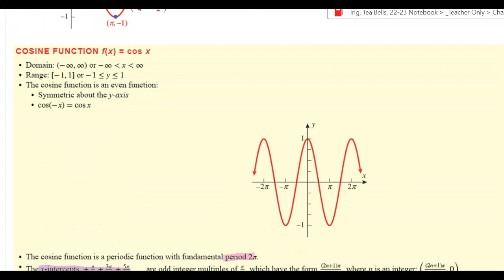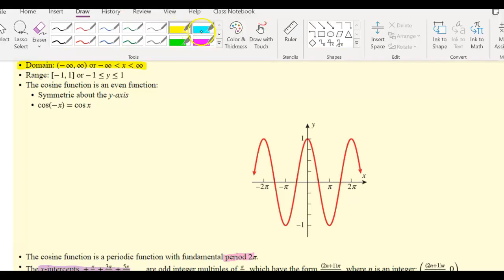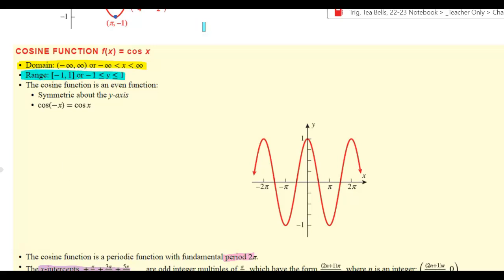Okay, so here is cosine. A lot of these things you'll notice are similar or the same to sine, but it's going to change a little bit because it's a different function. Domain is the same. We're going to go from -infinity to +infinity. Our range still bounces back and forth between -1 and 1. Cosine is an even function. It's symmetric about the y-axis.